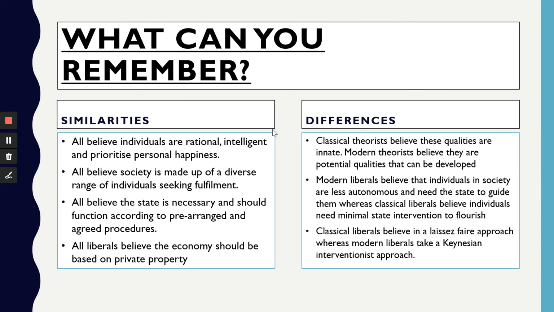And classical liberals believe in laissez-faire economics, whereas modern liberals believe in Keynesian economics. And obviously that affects the amount of intervention that the government takes on the economy, with Keynesian economists wanting lots of intervention and laissez-faire free market economists like Adam Smith wanting minimal state intervention in the economy.